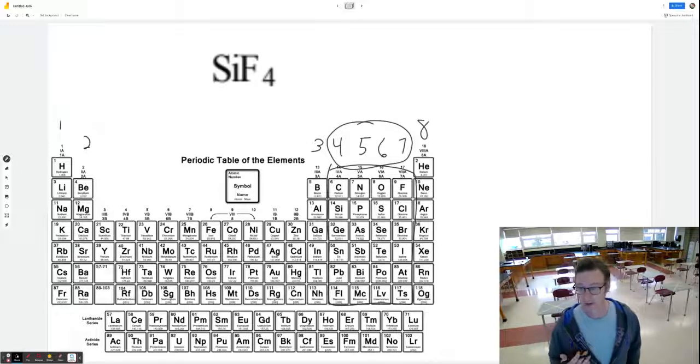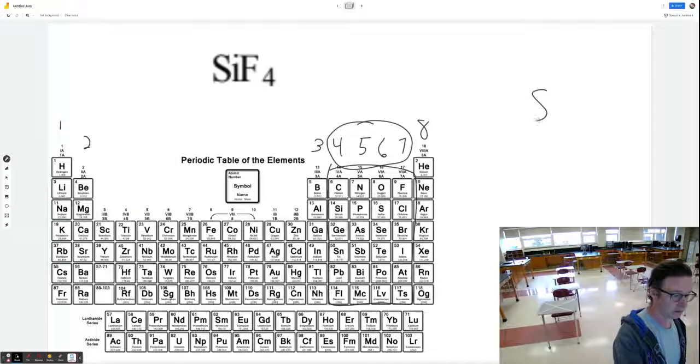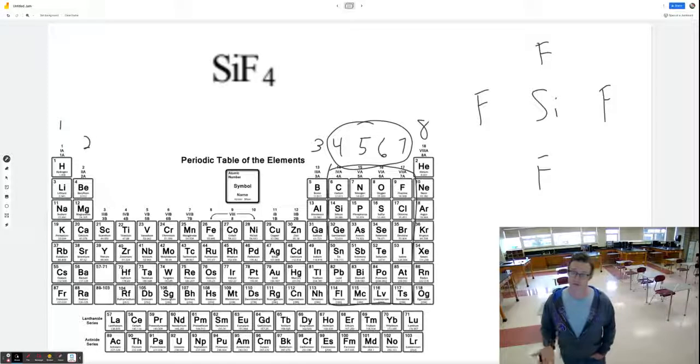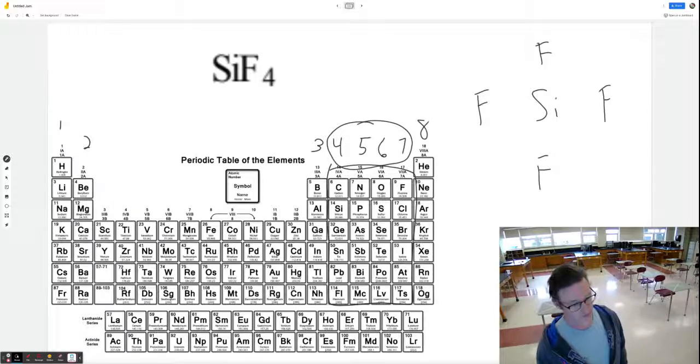So let's take a look. Silicon tetrafluoride. First of all, place your atoms, right? Place your atoms in an arrangement that makes sense. The least electronegative, which is the furthest from fluorine. Obviously, silicon is farther from fluorine than fluorine is from itself. So we put silicon in the middle and put those others around it.